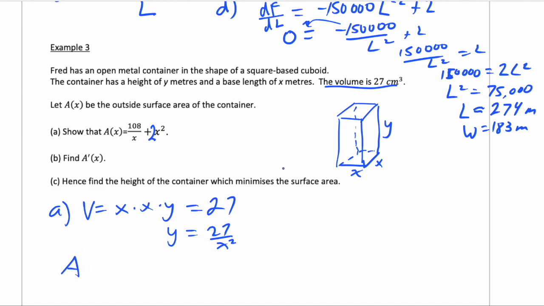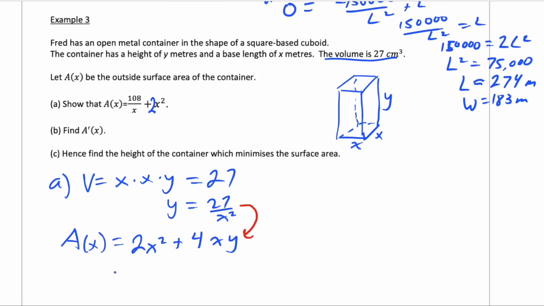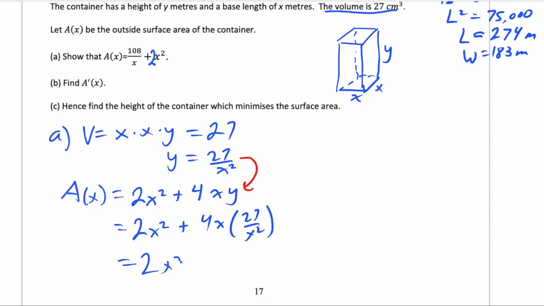And let's start with the area formula. The area, well, there's 6 sides on a cuboid, 6 faces. 2 of them are x squared, so 2x squared, plus 4 of them are xy. Then you just take this expression and substitute it for y. So we get 2x squared plus 4x times 27 over x squared. 2x squared plus 108. That's going to cancel, give you an x to the power negative 1. It's going to give x to the power 1 in the denominator, which is x to the power negative 1. Part B, find the derivative.